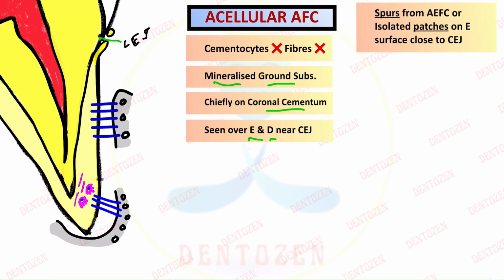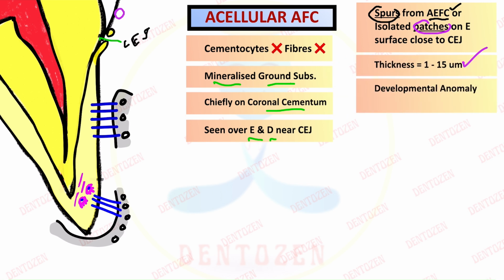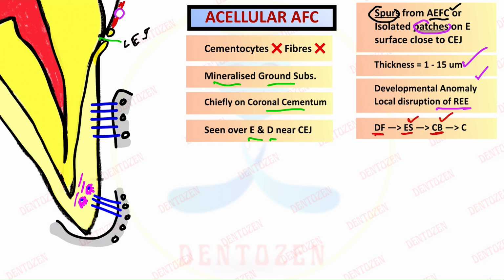How is it formed? It is present as spurs, as projections from the acellular extrinsic fiber cementum, or it can be present as isolated patches. Its thickness is about 1 to 15 microns, and it was considered to be a developmental anomaly earlier. It was formed due to local disruption of the reduced enamel epithelium layer, which breaks. The dental follicle cells will come inside and contact the enamel surface, differentiate to cementoblast cells and form cementum. But this concept is under question now.